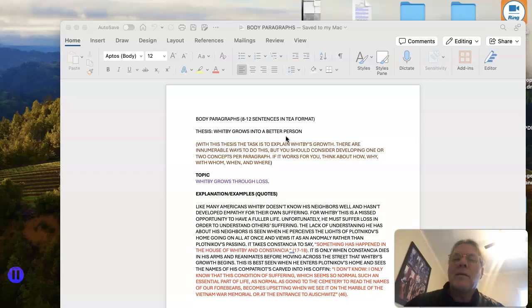When I outline, I don't follow any of the rules of grammar or punctuation or anything. I just put ideas down and then I come back and edit it later. But one thing I do in all of my outlines is put the thesis at the top of every page. I need to know what my concept is that I'm trying to get forth. Here the thesis is Whitby grows into a better person.